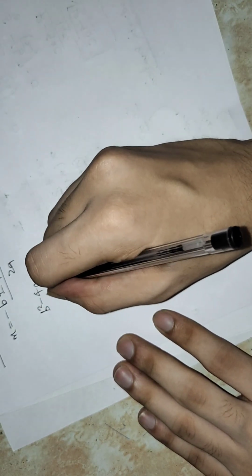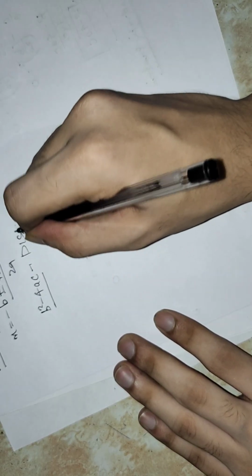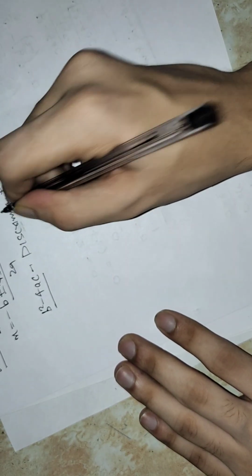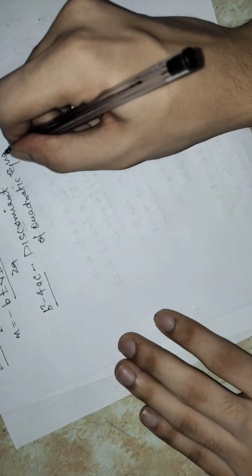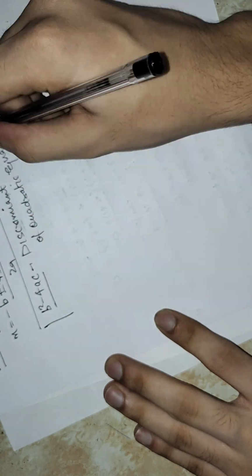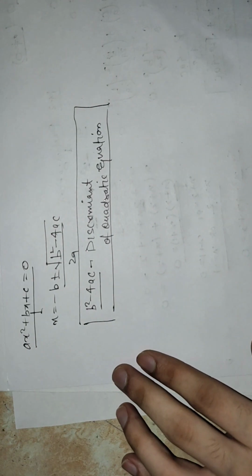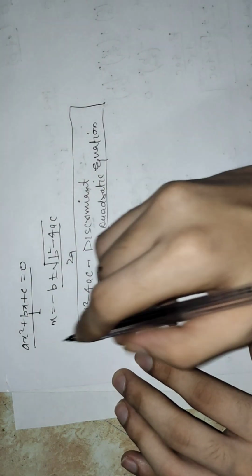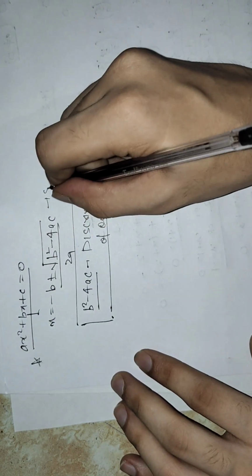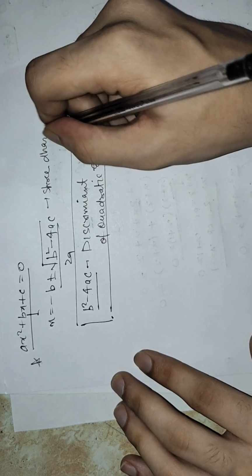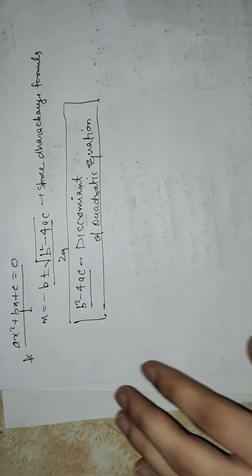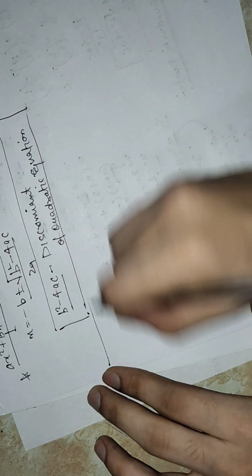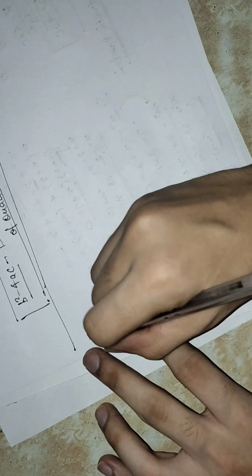So this b² - 4ac is called the discriminant of the quadratic equation, right? Why we say this is the discriminant of a quadratic equation, we will study later in the theory of equations, in nature of roots. Now we have to learn this, that this is the Sridharacharya formula, or the quadratic formula.